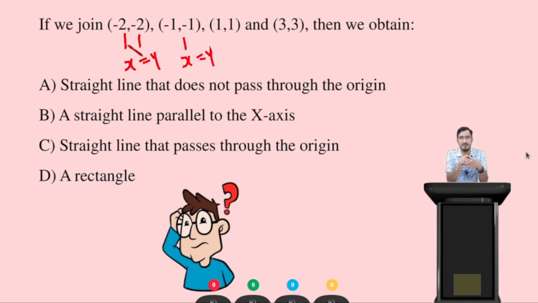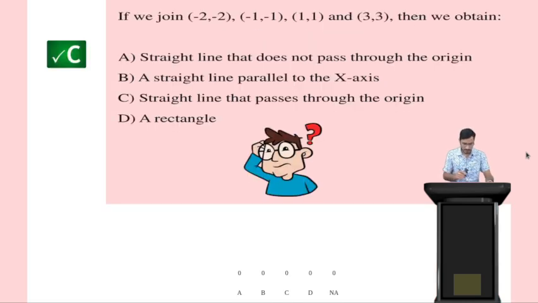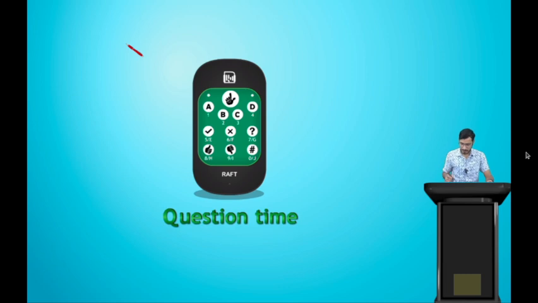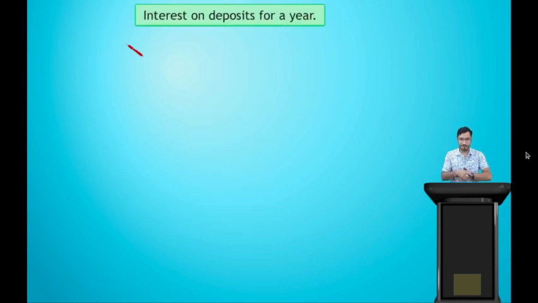So that means the straight line passes through the origin, because the coordinate of the origin is (0, 0). So the x coordinate is equal to the y coordinate here. So a straight line that passes through the origin, it's option C, that is the right answer here. Okay, so now let's move to the next part.